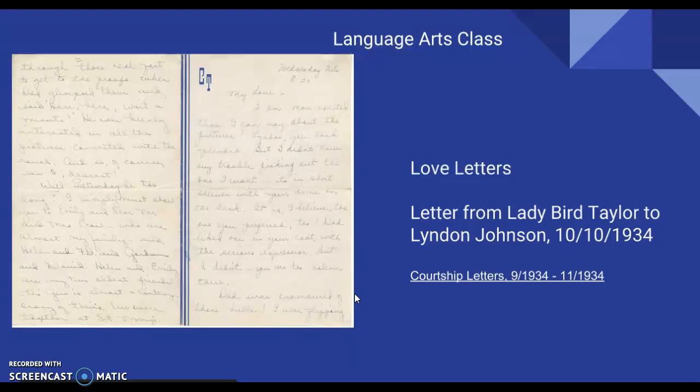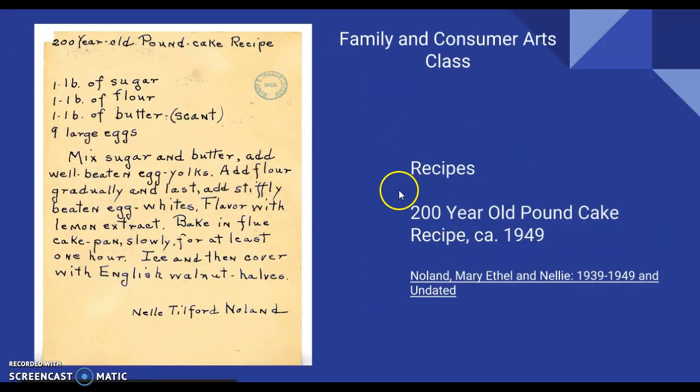This is Love Letters, a letter from Lady Bird Taylor, who becomes Lady Bird Johnson, to President Lyndon Johnson before he becomes president. So in language arts class, you could study various love letters over the years. Family and consumer arts class, this is a pound cake recipe from 1949 by Mary Ethel Nolan and Nellie. And this would be an interesting thing to do in a class such as family and consumer arts, to go back and look at some of the old recipes through history and maybe try to recreate some of them.